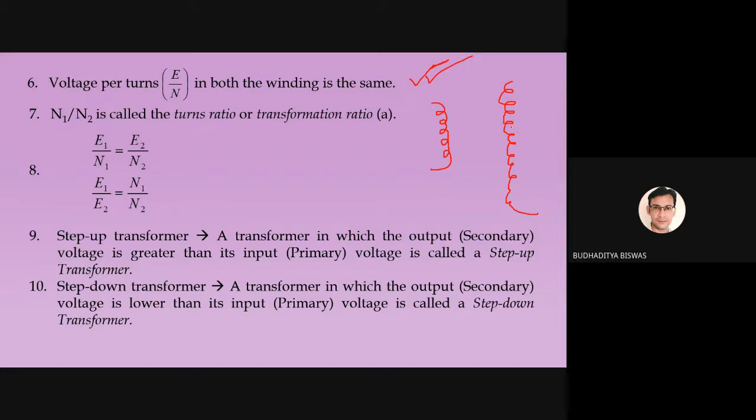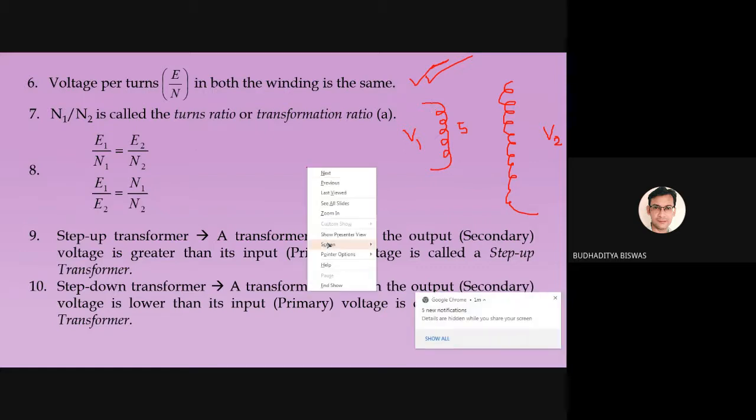Now, which winding produces more voltage? The second one, because the second winding has more number of turns, so obviously V2 will be more compared to V1. But as it is written, the voltage per turn in both the windings is the same. It means that here you see 5 number of turns.